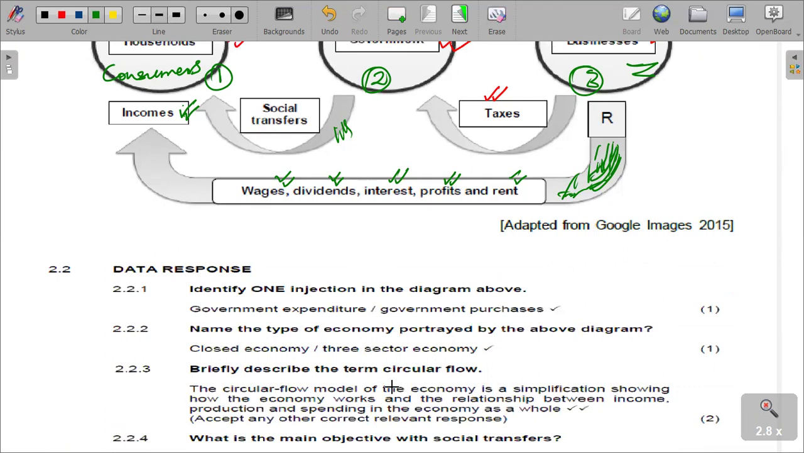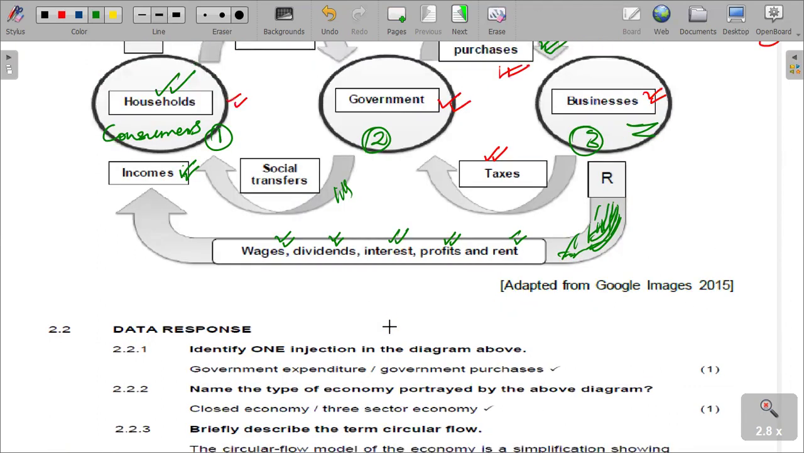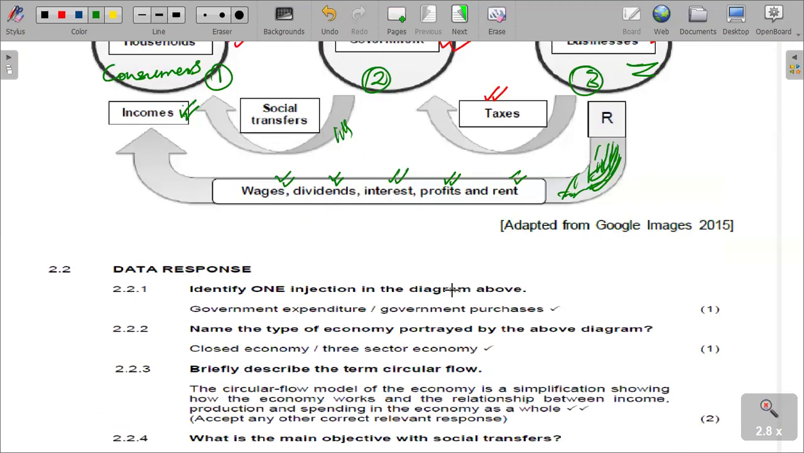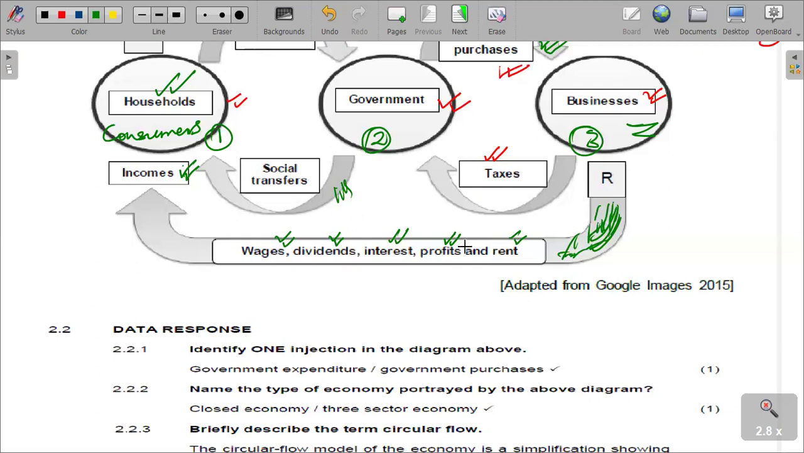An injection is a way through which income is put into the circular flow model. Which one can that be? It is government purchases, or government expenditure. It identifies an injection into the economy. So government expenditure or government purchases are a form of injection into the economy.